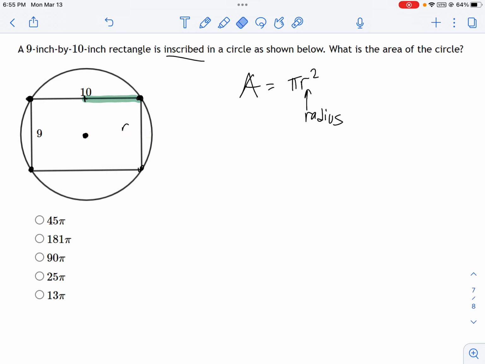Well, how does it make sense then? How can we find our radius? Okay, get a little fluid with your thinking on this one. We know that anywhere from the center to the outside is a radius, right? That's a radius. This is a radius. That's a radius. And this is also a radius. And this is where the magic happens. We know that a line from the center to the vertex of the rectangle is a radius.